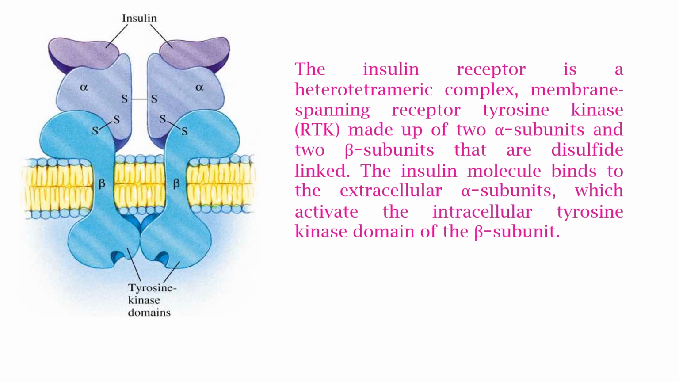So this is the diagrammatic representation of the receptor tyrosine kinase. This insulin receptor is a heterotetrameric complex membrane spanning receptor, what we call receptor tyrosine kinase, RTK, made up of two alpha subunits and two beta subunits that are disulfide linked. The insulin molecule binds to the extracellular alpha subunits, which activate the intracellular tyrosine kinase domain of the beta subunit.